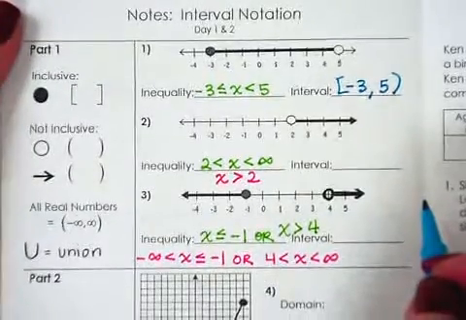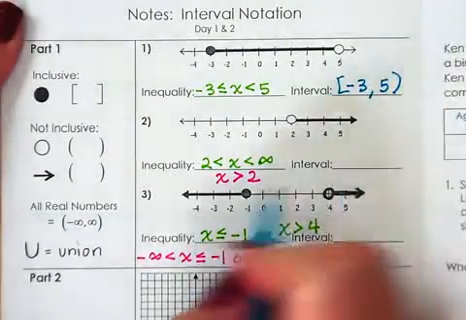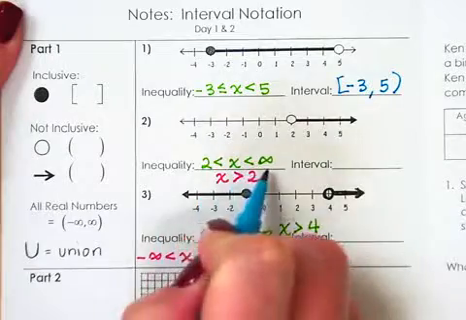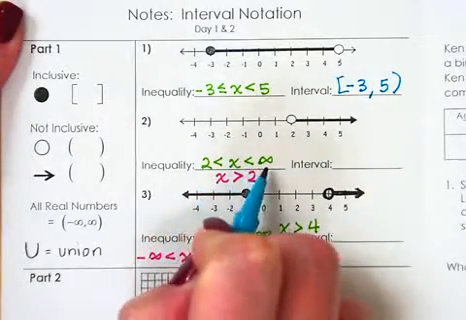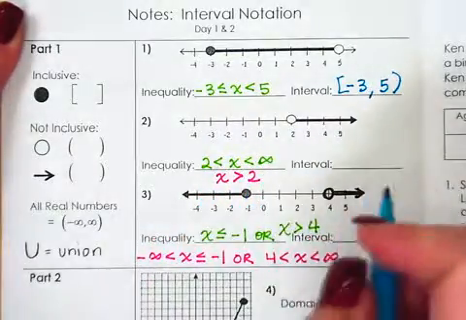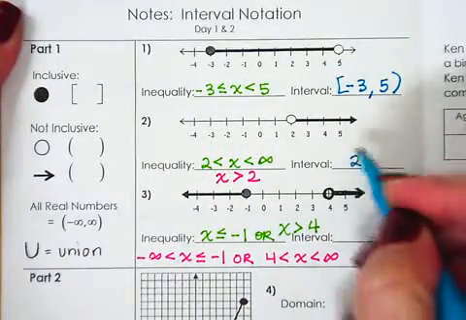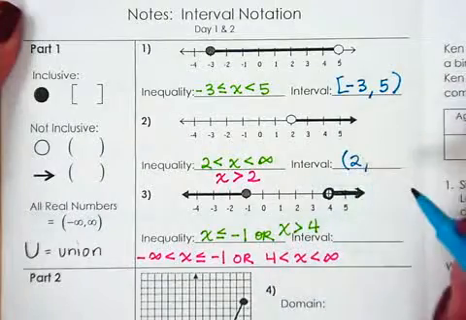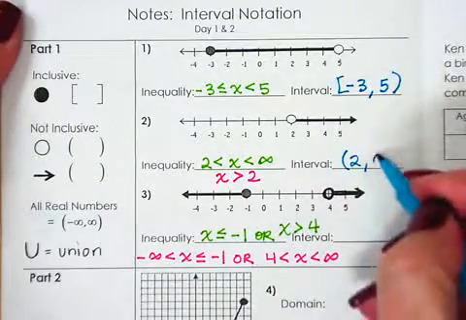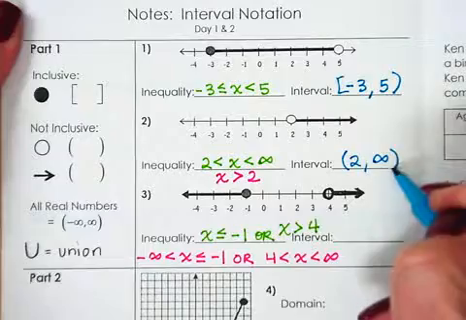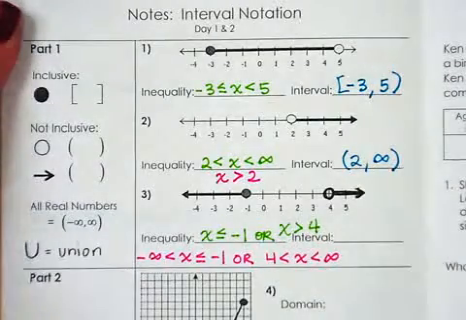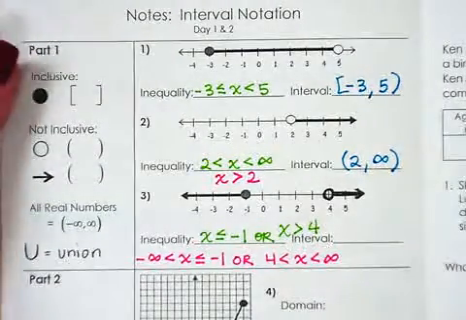Number 2. One of the reasons why we've gotten you into the habit of using this with the infinities in here is to help you prepare for interval notation. For interval notation, we start at the 2, but it's not inclusive, so we're going to put a parenthesis. And this graph goes on towards infinity, which also gets a parenthesis. And that's how we write the interval notation for number 2.